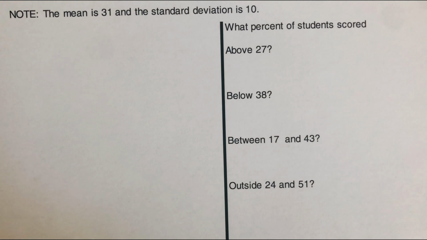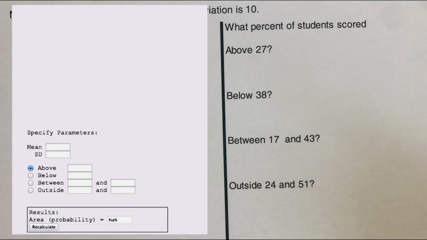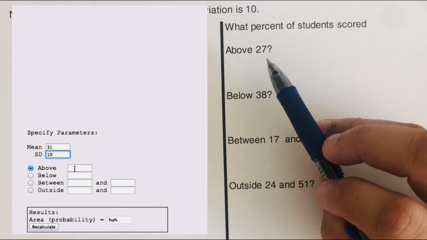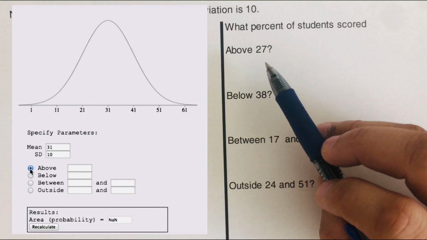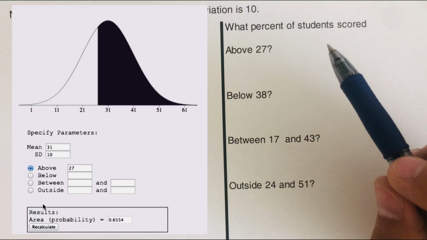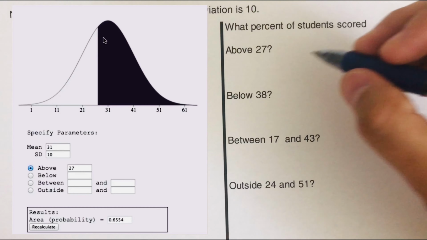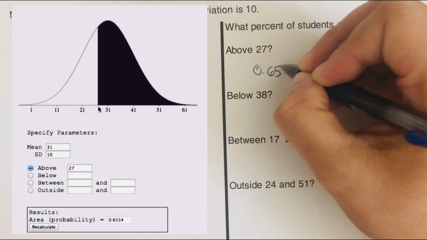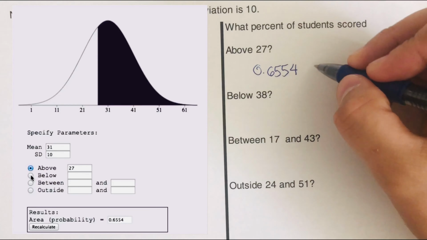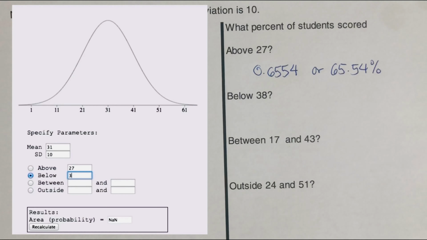First thing we're going to do is put in the mean and the standard deviation in the correct boxes. Since this first problem is asking for the percentage above the mean, we are going to type in 27 above, and then after we've typed that in, we hit recalculate at the bottom, and this gives us a value of 0.6554, or if we want to change this to percentage, this is 65.54%.